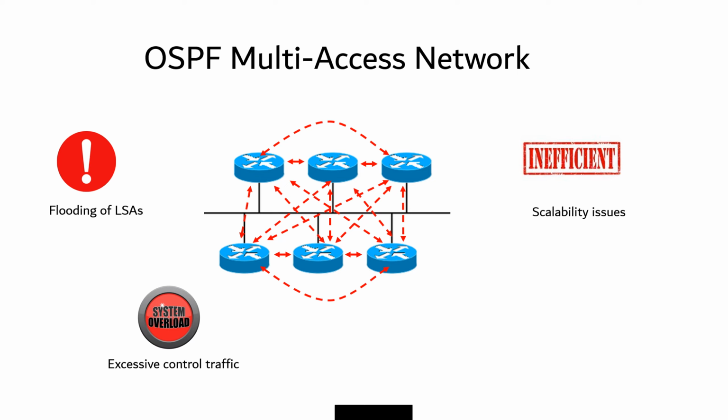In OSPF, when a link goes up or down, it can trigger a flurry of OSPF routing updates as router exchange information about the changes. So it could create instability. So to prevent such problems, a DR and a BDR is elected on a multi-access network.